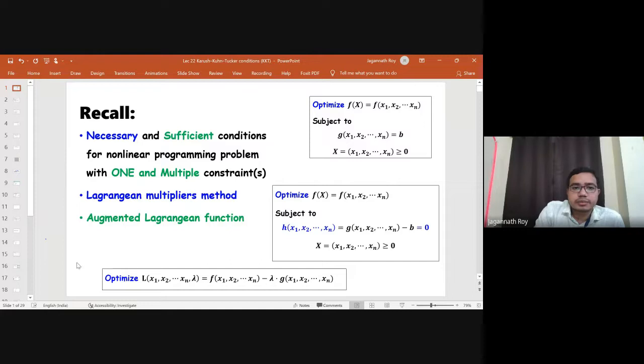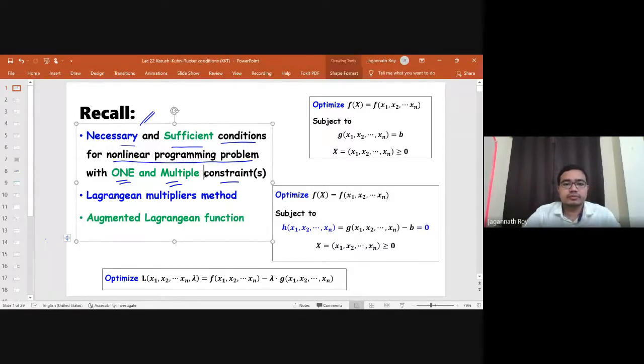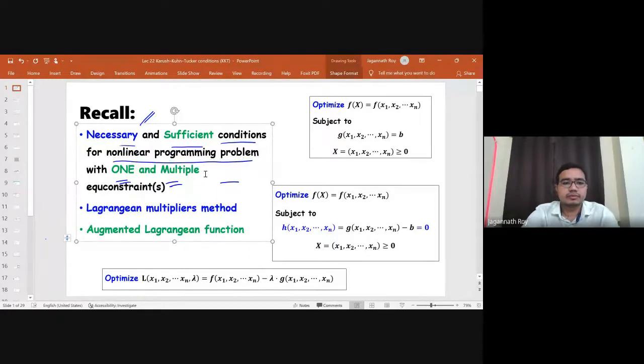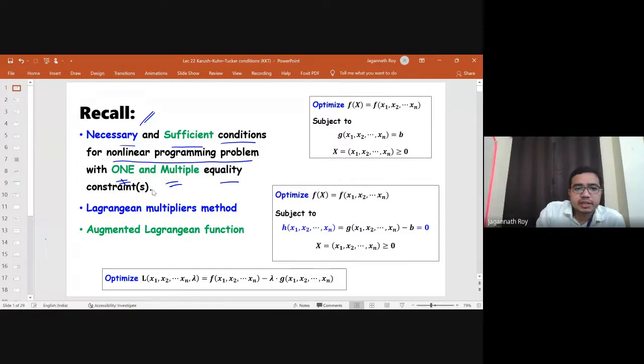In the last class, we discussed the concept of Lagrange's multipliers, where we saw the necessary and sufficient conditions for a nonlinear programming problem with one and multiple equality constraints. For that purpose, we defined the concept of Lagrange's multipliers and the augmented Lagrangian function.